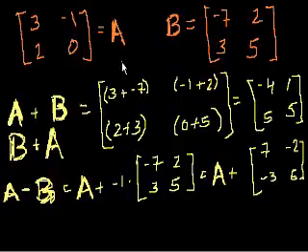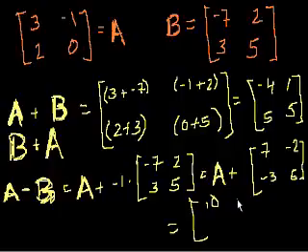And then we could do what we did up there, and we know what A is. So this would equal, let's see, A is up here. So 3 plus 7 is 10. Negative 1 plus negative 2 is minus 3. 2 plus minus 3 is minus 1. And 0 plus 5 is 5.